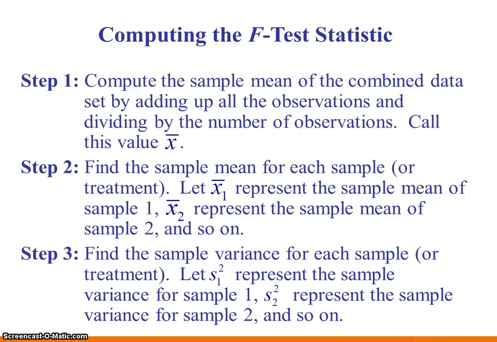So step 1 is to compute the sample mean of all combined data by adding up all observations and dividing by the number of observations. Call this X bar, and then find the sample mean for each sample, and let X1 bar represent the sample mean for sample 1, X2 bar represent the sample mean for sample 2, etc. Right? And then find the sample variance for each sample. And I should mention too that this procedure is outlined on page 627 in your book, in that purple box.